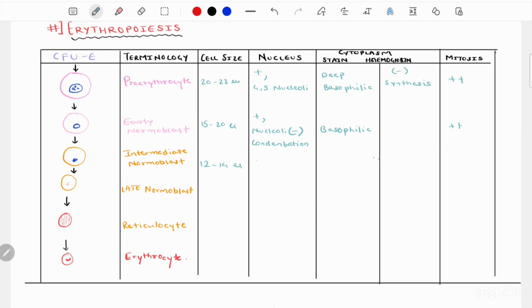The nucleus is still present, and the chromatin network shows further condensation, and hemoglobin starts appearing in this stage. So I will write plus for hemoglobin. Due to the presence of hemoglobin, the cytoplasm will stain both acidic and basic. So due to the presence of both stains, this stage is polychromophilic, and it is also called polychromatic erythroblast.